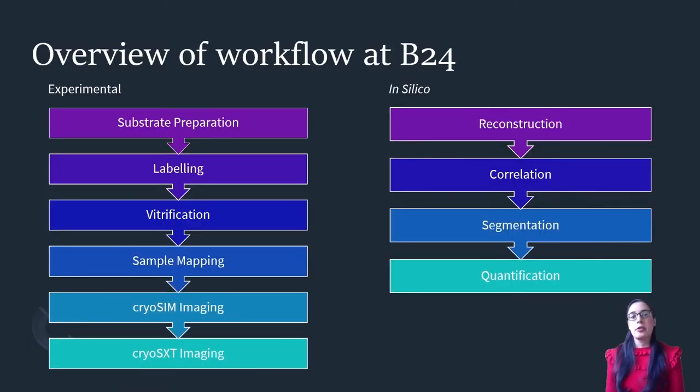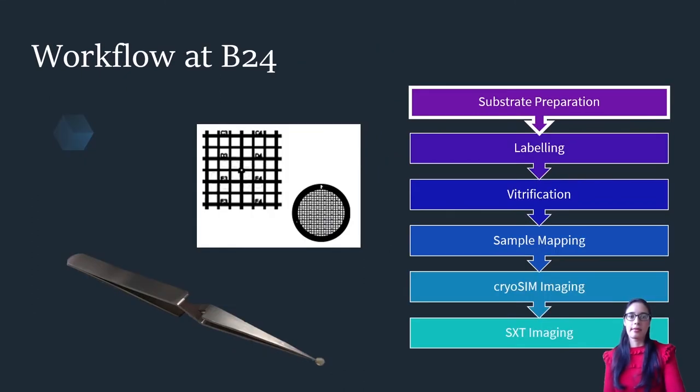This is an overview of the workflow at B24. On the experimental side, the samples will be prepared and then vitrified, so they can then be imaged, and then they can be analysed. So firstly, the cells will be grown on TEM grids. We use gold grids with a carbon coating. And we use finder grids so we can easily locate the same areas in different modalities.